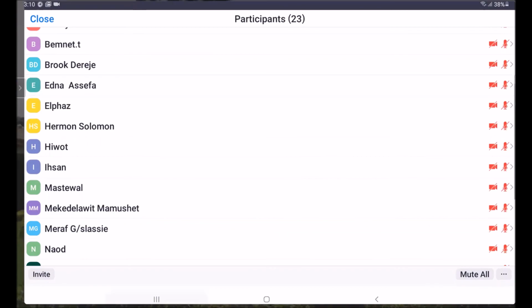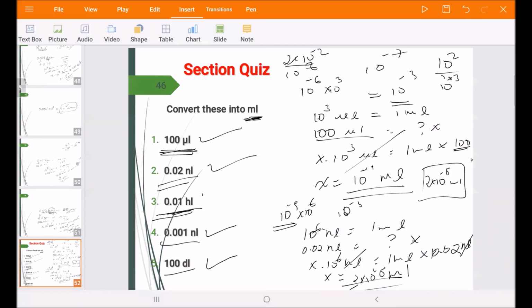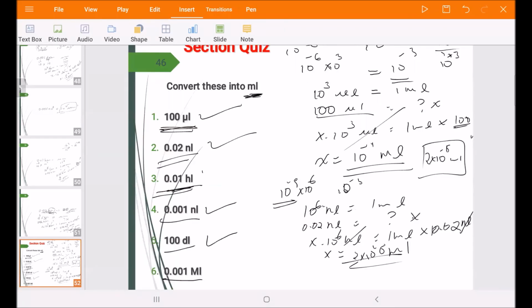Convert 0.001 megaliter into milliliter.